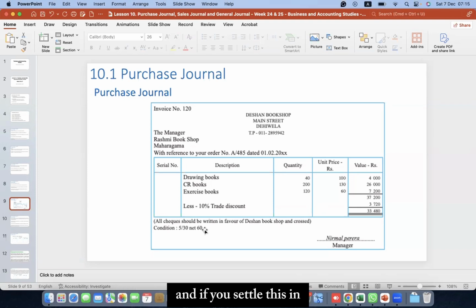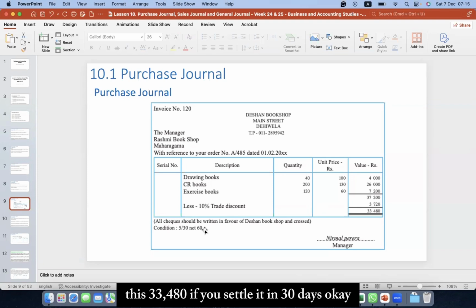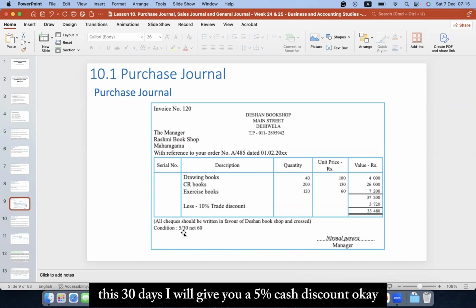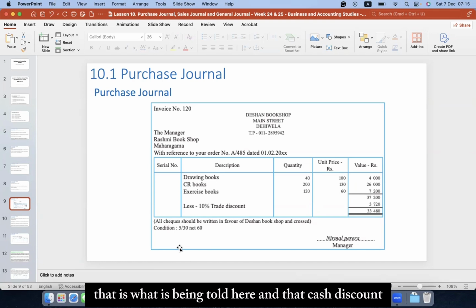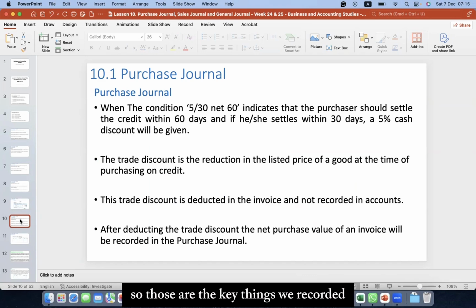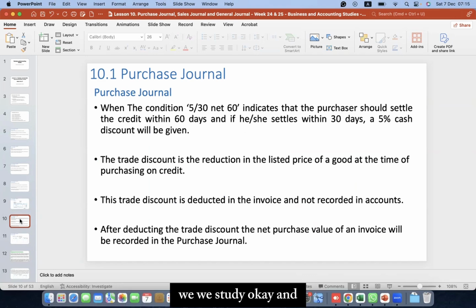And if you settle this in 30 days, this 33,480, I will give you a 5% cash discount. Okay, that is what is being told here. And that cash discount, we are accounting separately as we are collecting money and collecting the payments. So those are the key things we recorded, we studied.